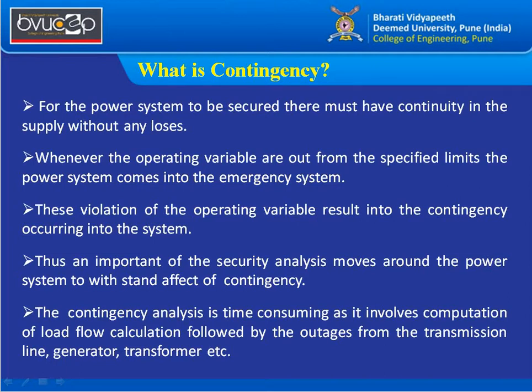These violations of operating variable limits lead to a contingency occurring in the system. Contingency analysis is very important from the security point of view of the power system, so that it can withstand the effects of contingencies, remain redundant and stable, and not face severe problems after a contingency occurs. Contingency analysis requires more time; why it requires more time we will see in the subsequent slides.